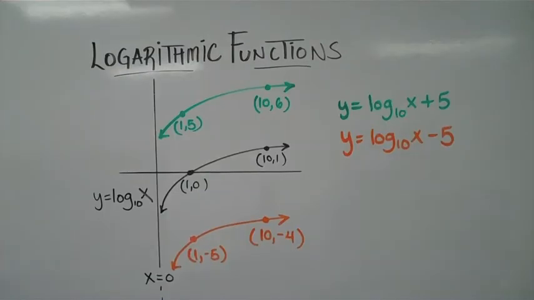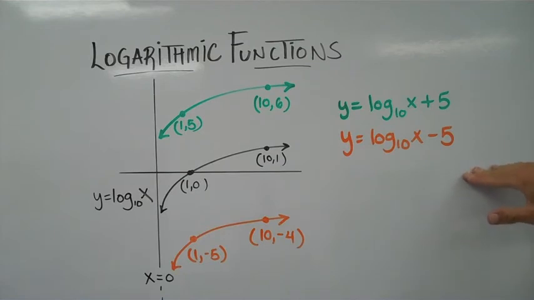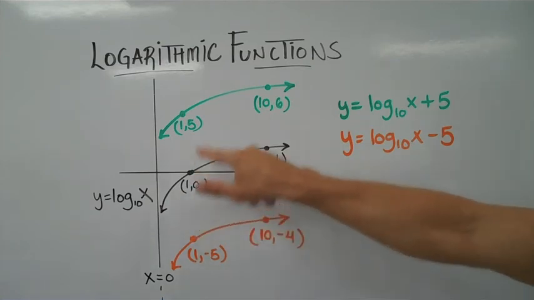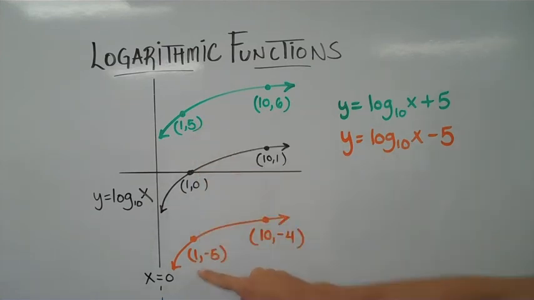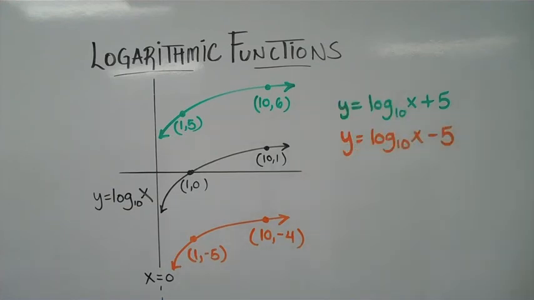For the log function y equals log base 10 of x, if I take this translation, y equals log base 10 of x plus 5, I've moved it up 5. My k is positive. If my function in orange is the parent function with the negative 5 for k, that just means I'm moving it down 5. Notice my points go from (1, 0) to (1, 5), and (1, 0) to (1, negative 5), and (10, 1) to (10, 6), and (10, 1) to (10, negative 4). In each case, the vertical asymptote remains x equals 0.